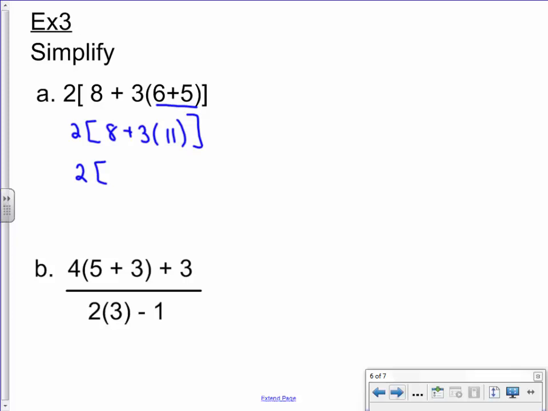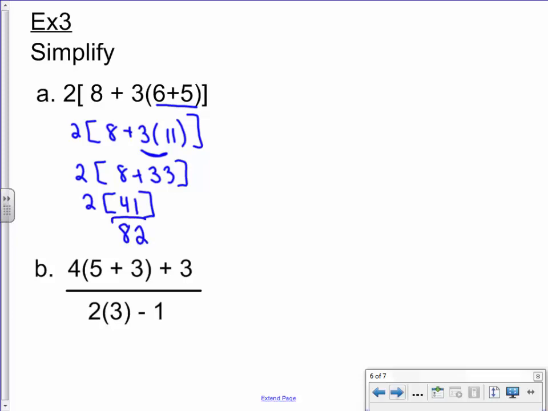So we do 6 plus 5 is 11. Then, still on the inside, I have 8 plus 3, parentheses 11. Remember, it's 3 times 11, which is 33. At that point, I'm going to have 2. I'm going to add the 8 and the 33 together to get 41, and 2 times 41 gives me 82 there.